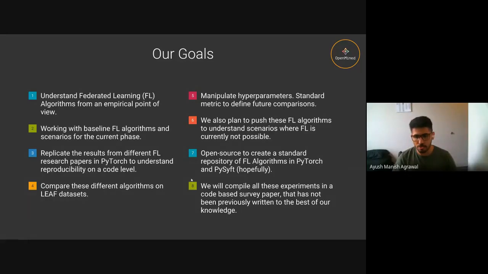Over time, we plan to open source our entire code base of all these different algorithms to create a standard of algorithms in PyTorch. And if time permits, and if anybody who joins us is interested, we will be able to release this same code in PySyft as well, which can be used as an input. Our main idea of all the things that I've just spoken about is to create a code-based survey paper, which, to the best of our knowledge, hasn't been written so far.